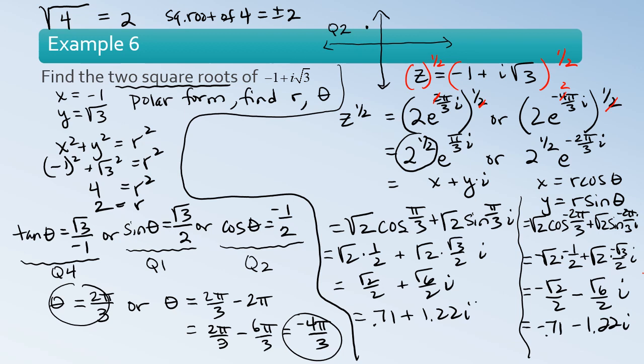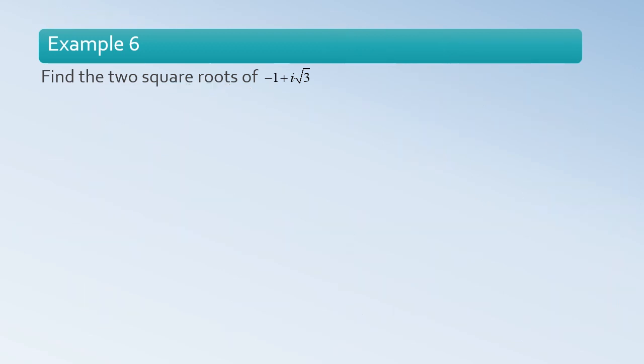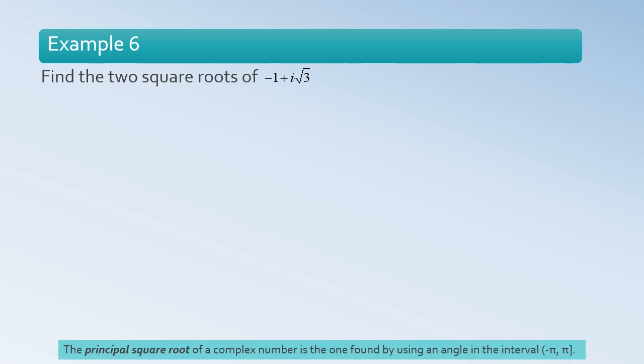What is the primary or the principal root of negative 1 plus i times the square root of 3? Let me clear my screen for just 1 second, because down at the bottom, I tell you the answer to that. The principal square root of a complex number is the one found by using an angle in the interval from negative pi to pi.